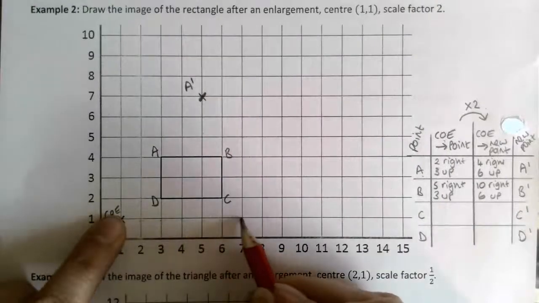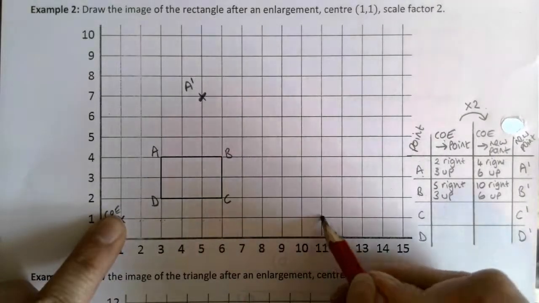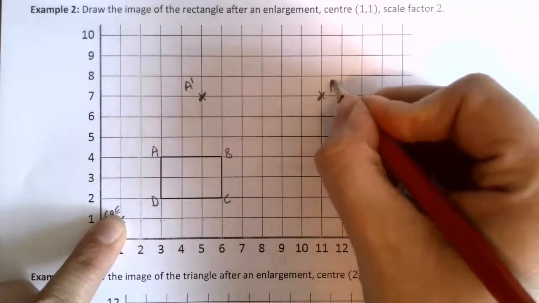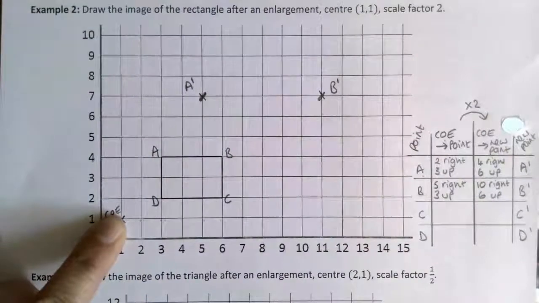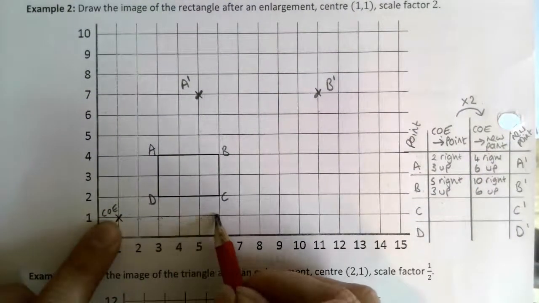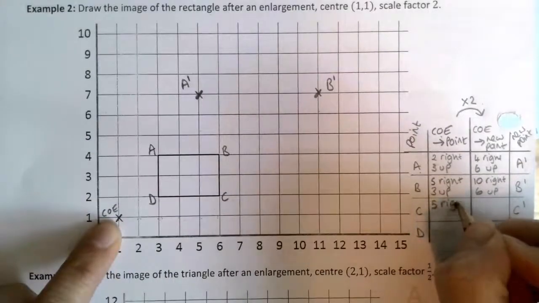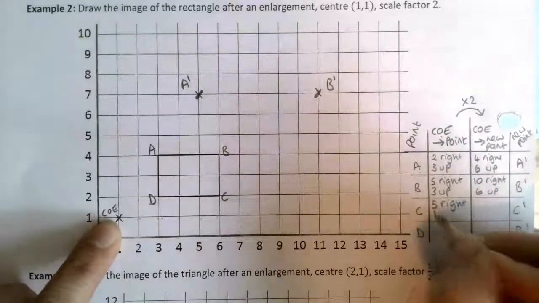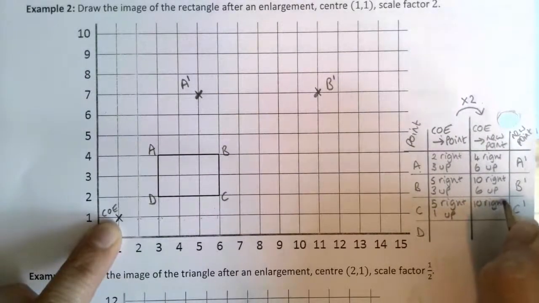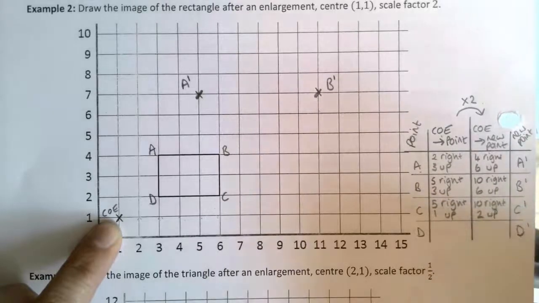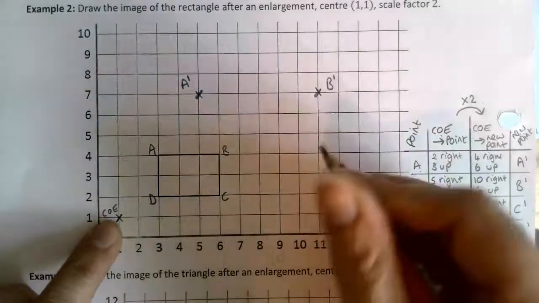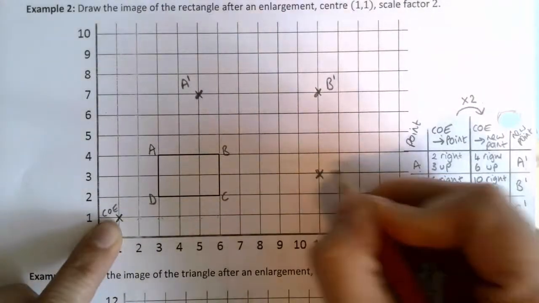3, 4, 5, 6, 7, 8, 9, 10. And 1, 2, 3, 4, 5, 6. And that's B dash. And then we do the same for the rest. So C is 1, 2, 3, 4, 5 to the right and 1 up. Apply our scale factor and that becomes 10 to the right and 2 up. So 1, 2, 3, 4, 5, 6, 7, 8, 9, 10, 1, 2. So that's my new point C, which is C dash.